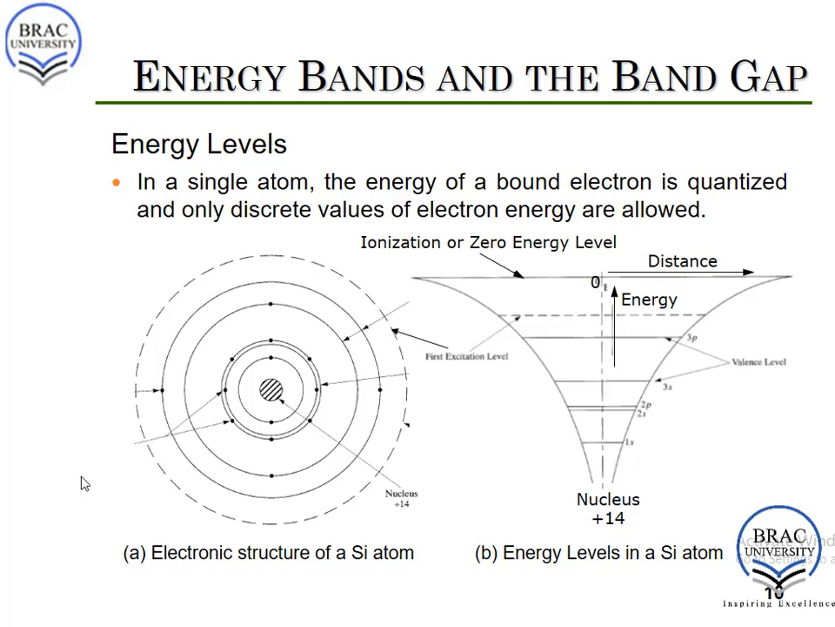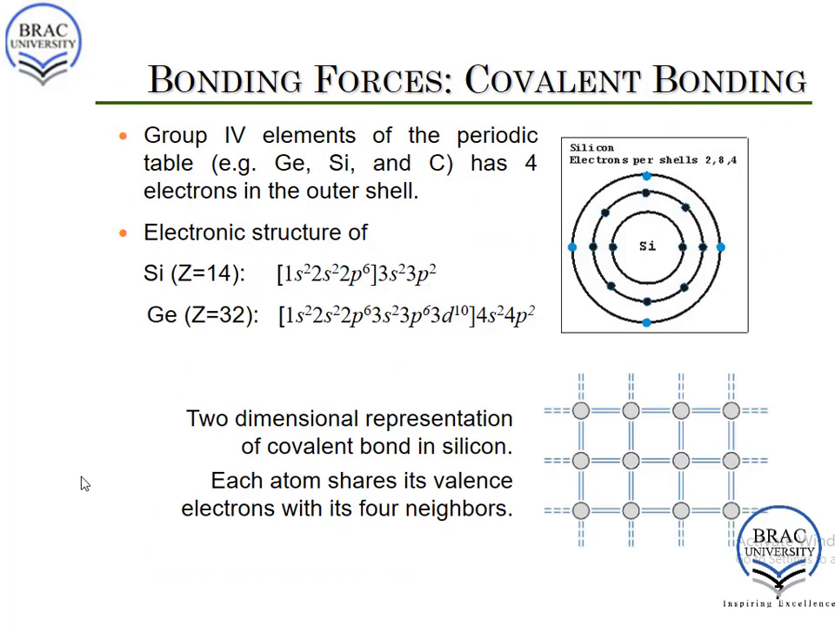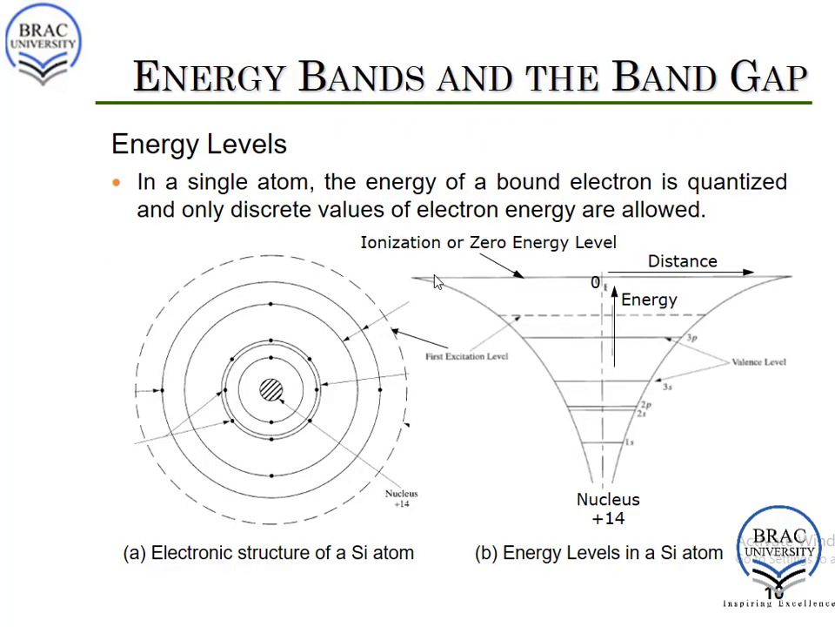So, let's consider a single silicon atom. What is the structure of a single silicon atom? If we look back to the electronic structure of a silicon atom, then we will see that there are 2 electrons in the 1s orbital, 2 electrons in the 2s orbital, 6 in 2p, then the last 4 electrons are in the third shell, and among them 2 are in the 3s orbital and another 2 in the 3p orbital. Okay, so here the electrons are shown by these small black circles.